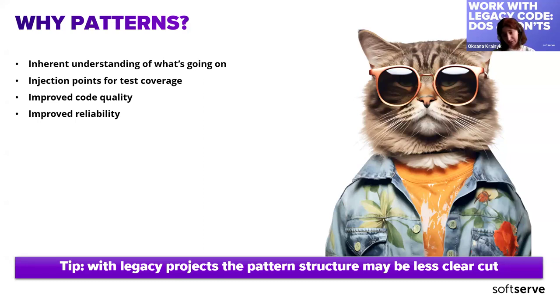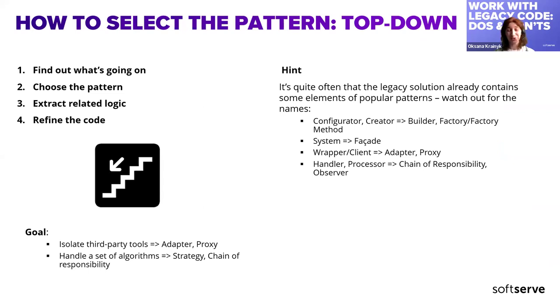It's not surprising that there are two basic approaches to deciding on the pattern. The first approach is the top-down approach, and the second approach is obviously the bottom-up approach. So what do we have in the top-down approach? First of all, this is basically the same approach that we use in new code development. As an input, we know what's going on, and we know our goal. For example, if my goal is to isolate a third-party file generation tool, I would consider using the adapter pattern or the proxy pattern, regardless of whether it's new development or refactoring in the legacy solution. So if the goal is clear, we can select our pattern, and we are good to go.